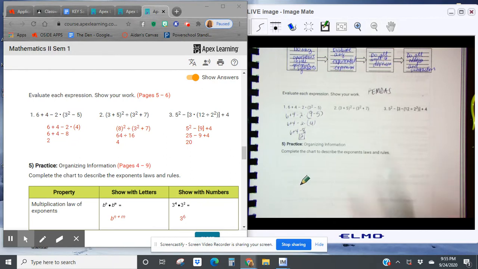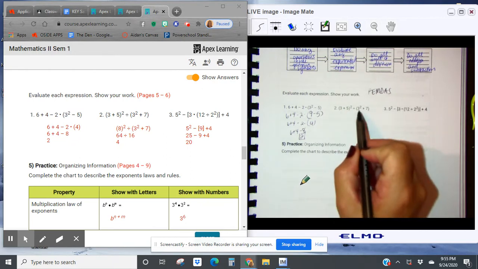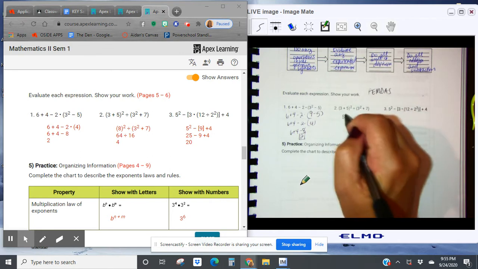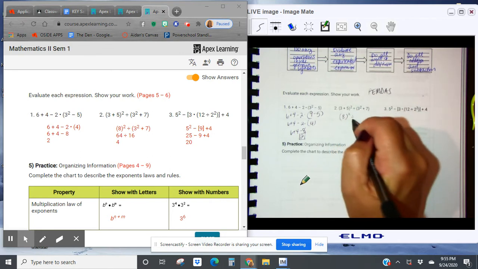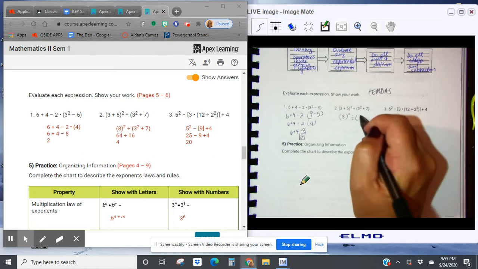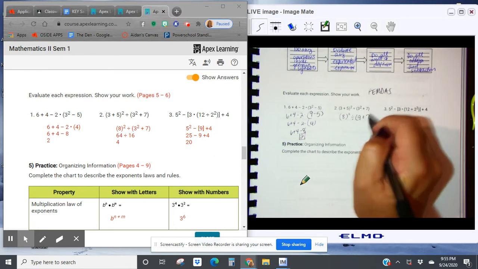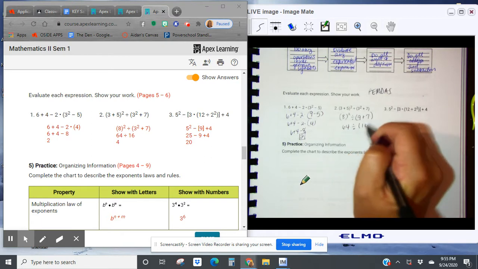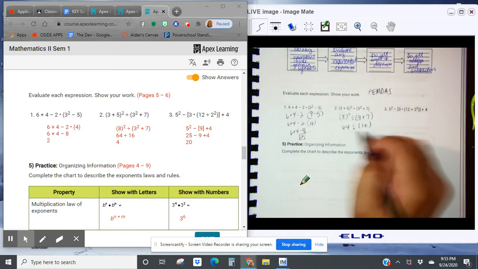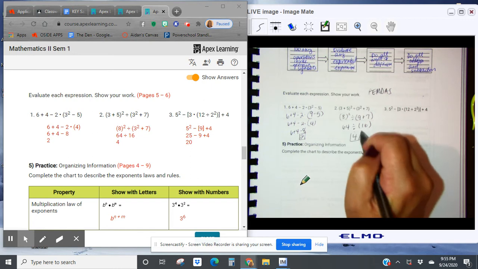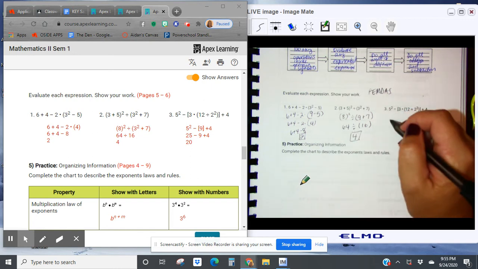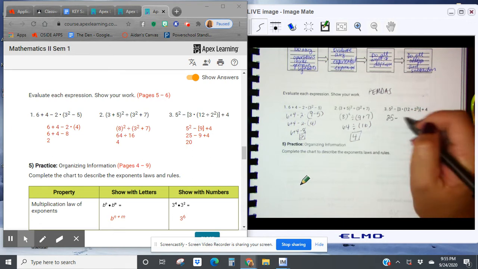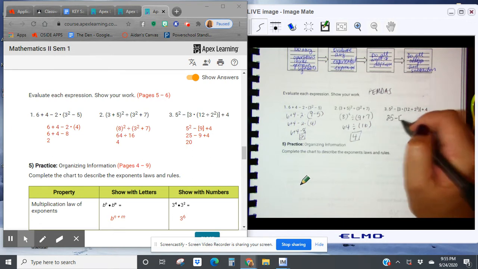All right. Next, we're going to do inside the parentheses first, and again, then we'll do exponents. So 3 plus 5 makes 8. 3 squared is 9. 9 plus 7 is going to end up being 16. And then 64 divided by 16 is just 4. 5 squared is 25. Now let's do all this parentheses first in order.